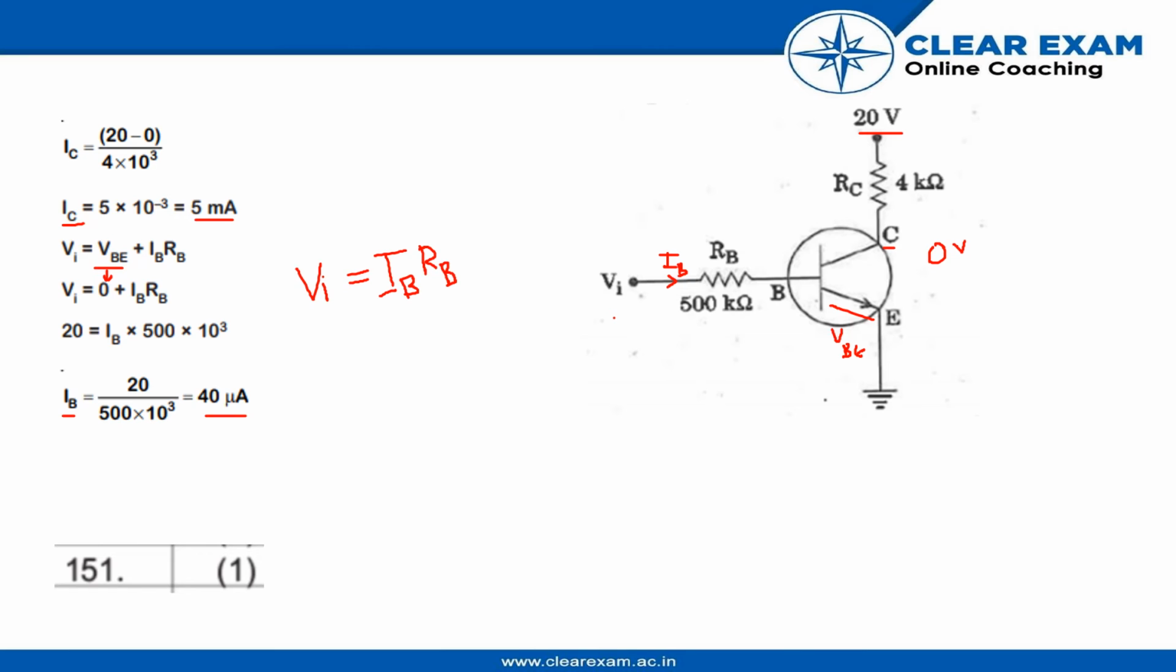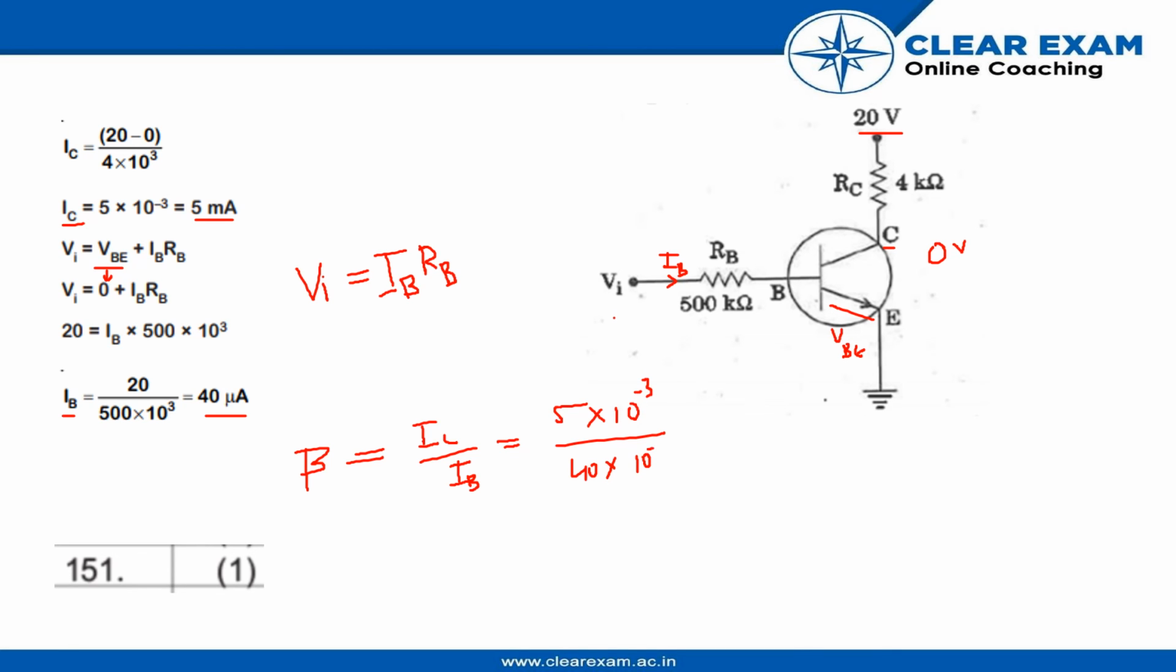Now for the beta, we know that beta equals IC upon IB. We have solved IC, that is 5 into 10 raised to power minus 3, divided by 40 into 10 raised to power minus 6.